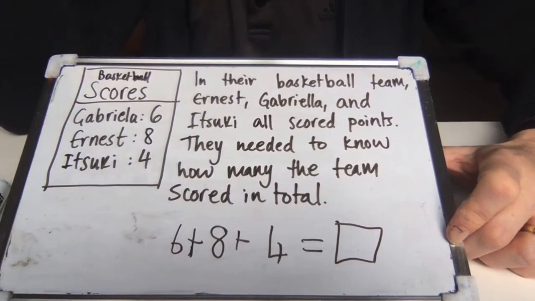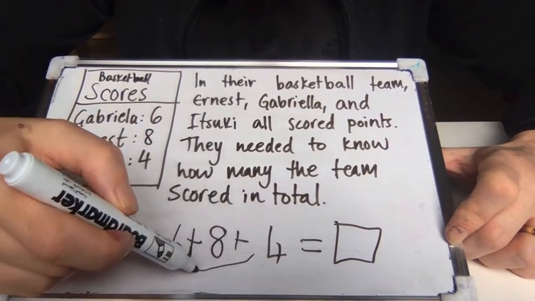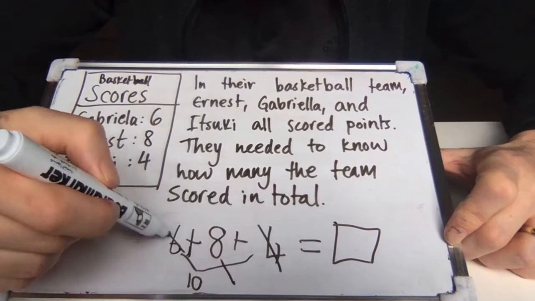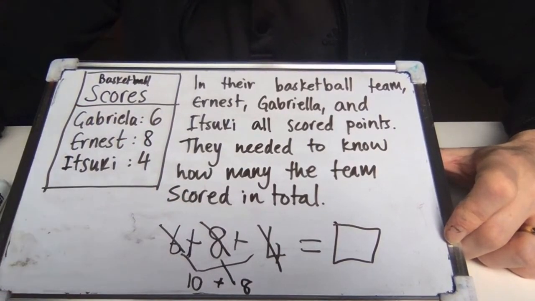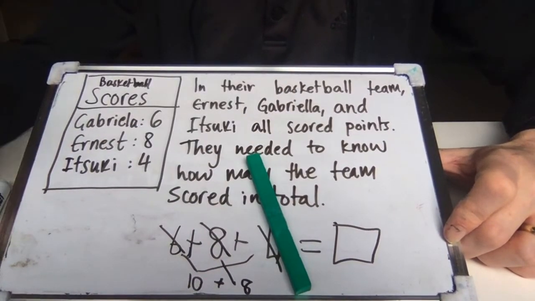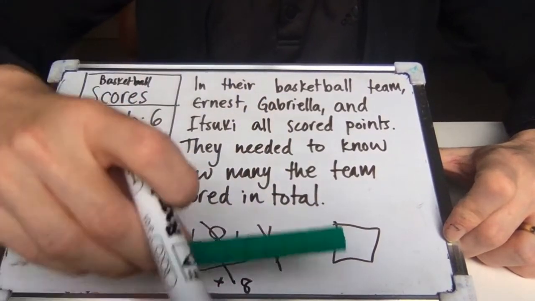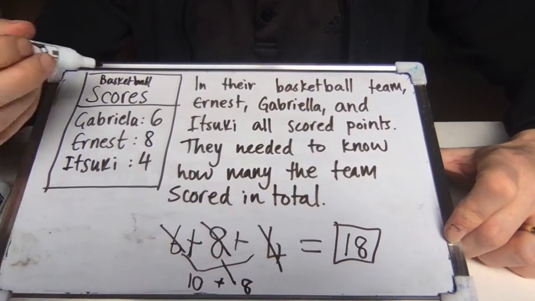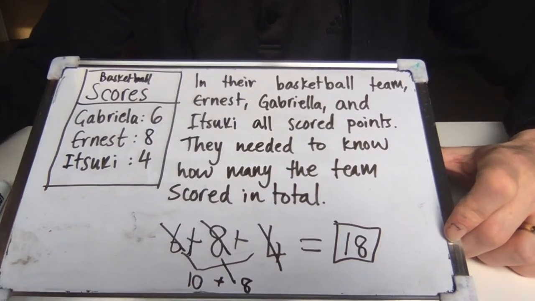What would you do? Do you see any friendly numbers? There we go. Straight away you saw it. 6 and 4 is 10. Now we've added the 6 to 4, we just need to add this 8. 10 plus 8. If we have 1 ten and then 8 ones, we're going to have 18. So Gabriella, Ernest, and Itsuki's team scored 18 points altogether.